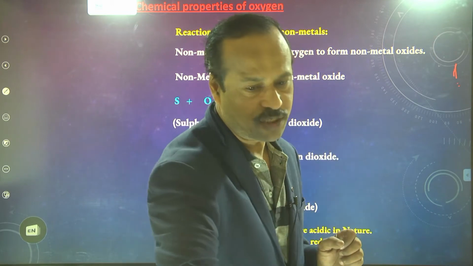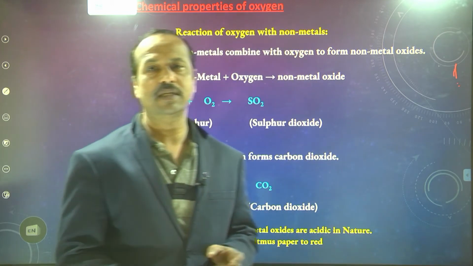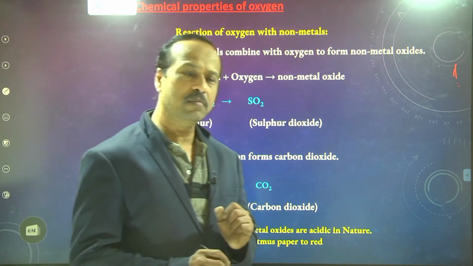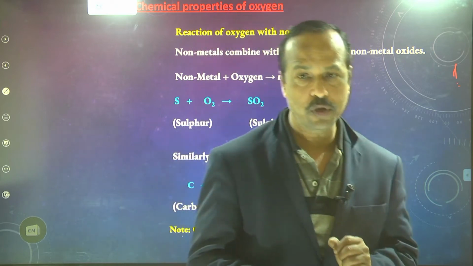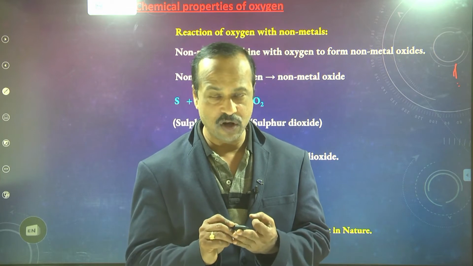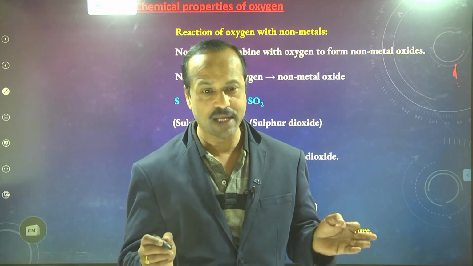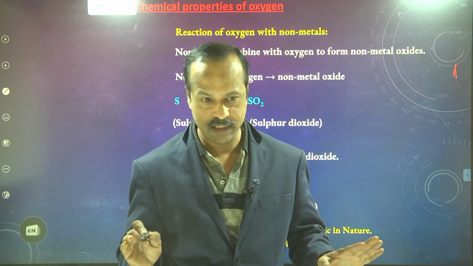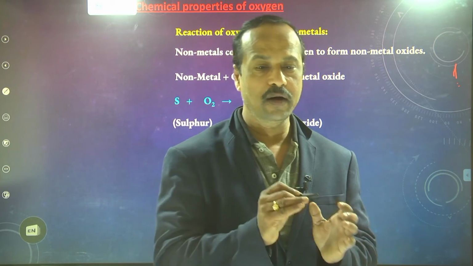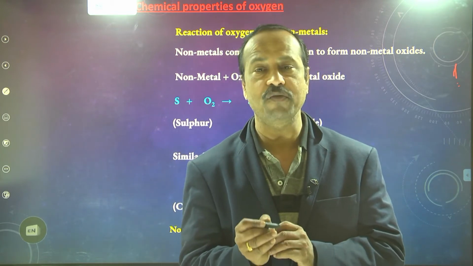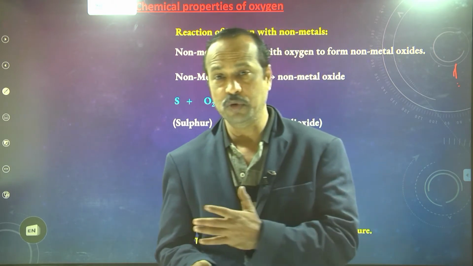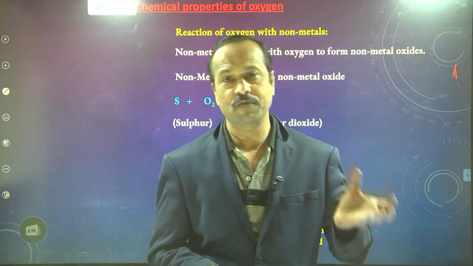Now, chemical reactions. First we see the reactions of oxygen with the non-metals. So what are the non-metals? You know, like carbon is a non-metal, nitrogen is a non-metal, sulfur is a non-metal. These are all examples of non-metals, which are not metals, right? So oxygen reacts with these non-metals and forms their respective oxides. It means if it is reacting with carbon, it forms an oxide of carbon.